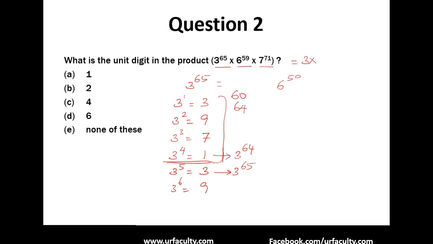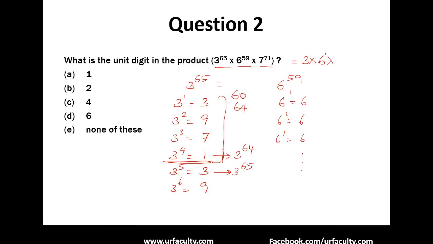Next is 6 to the power of 59. For powers of 6, one advantage is that 6 to the power of 1 is 6, 6 to the power of 2 is 6, 6 to the power of 3 is 6. So it's always 6. So we can put this as 6, into 7 to the power of 71.